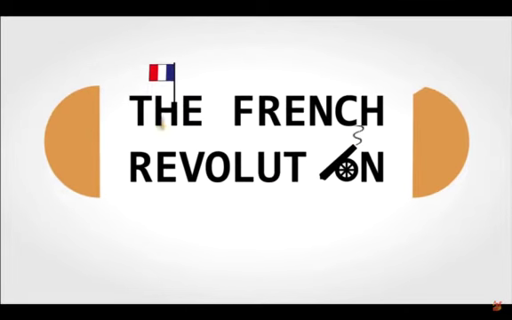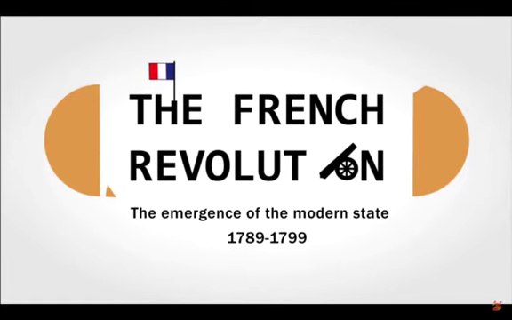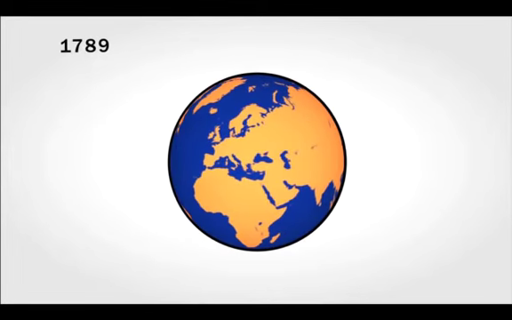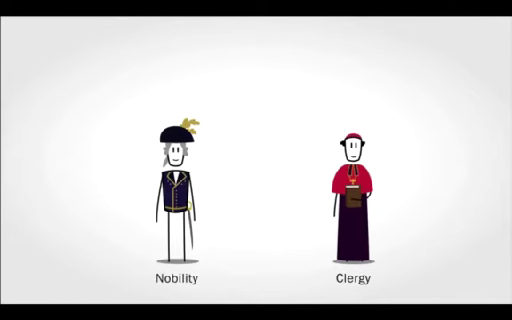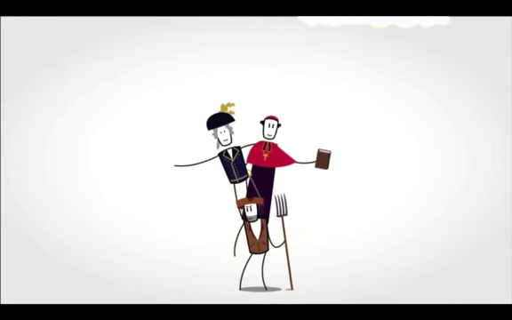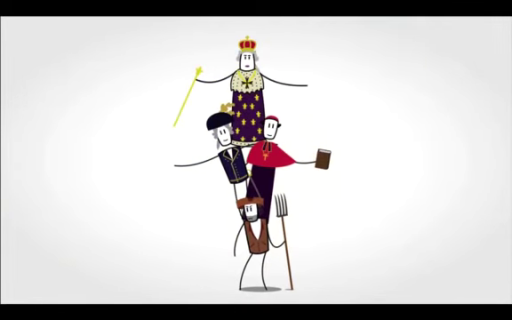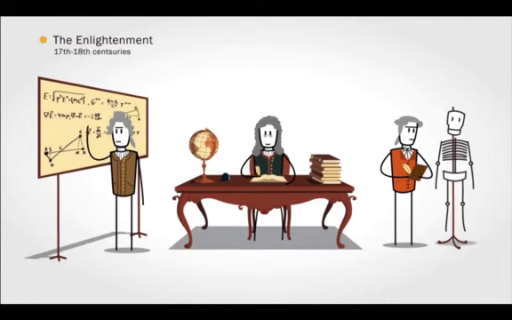The French Revolution, the emergence of the modern state. So, how did this all begin? For hundreds of years prior to the revolution, French people, like most Europeans, were divided into three social estates: clergy, nobility, and the lowest estate, the commoners, which existed to serve the other estates. Above all was God's gift to mankind, the king. But this hierarchy was being questioned by the Enlightenment, a movement of intellectuals who promoted the use of reason and science.